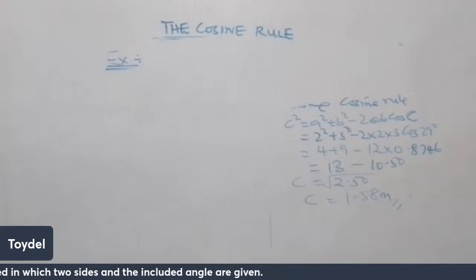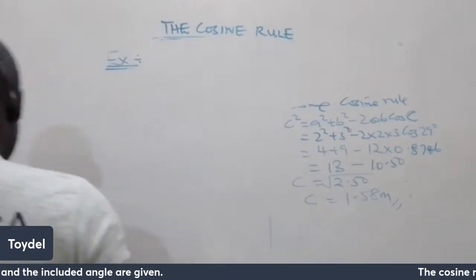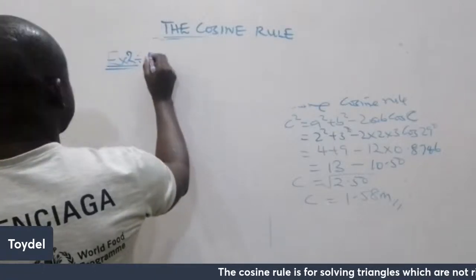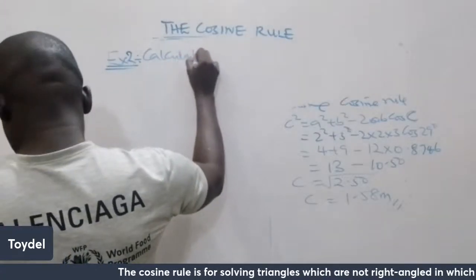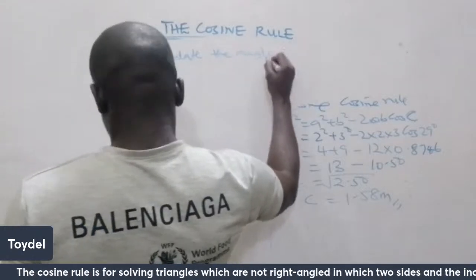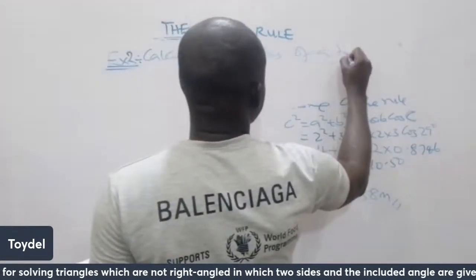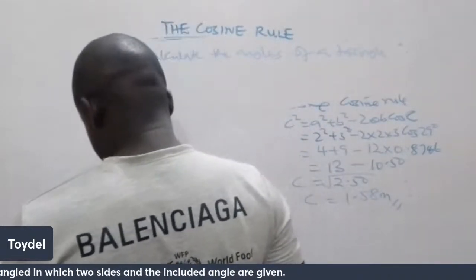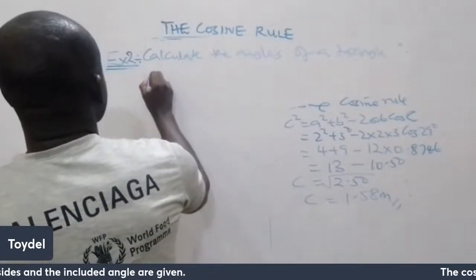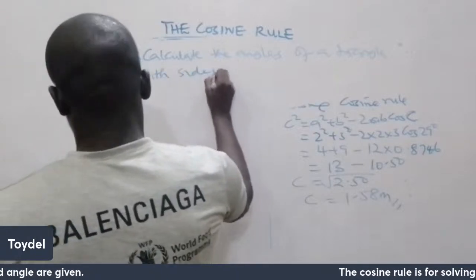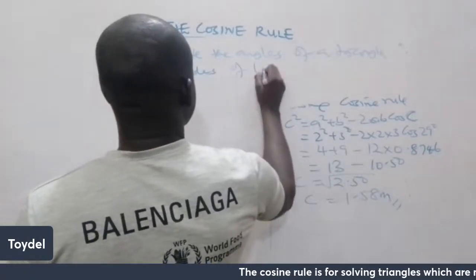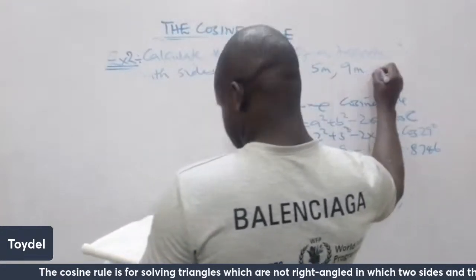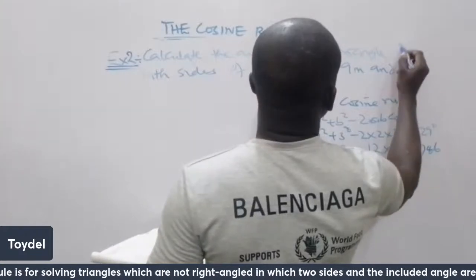Let's take another example. Example 2. In this example 2, the question says we should calculate the angles of a triangle with sides of length 5 meters, 9 meters, and 10 meters.